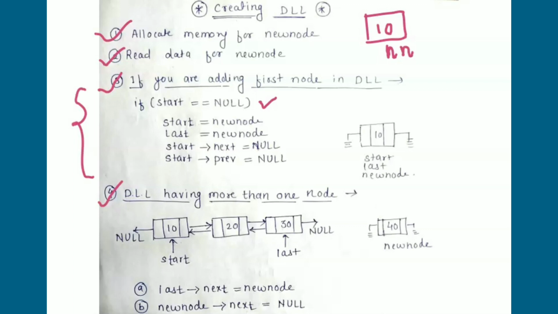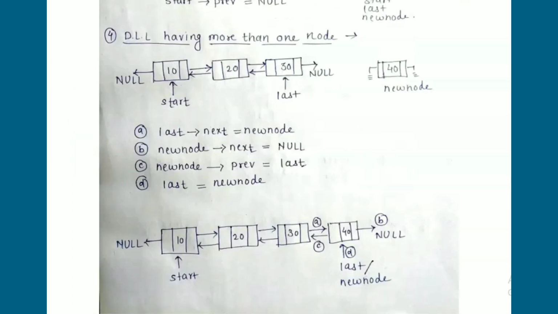So here, whatever the node you want to add into a linked list, that becomes start as well as last of your linked list. As well as when we are considering doubly linked list, we need to set its next pointer as well as previous pointer to the null. So for that, start next will be set to the null and start previous value will be set to the null. Now second case is your doubly linked list already having more than one node and you are trying to add a new node into a linked list.